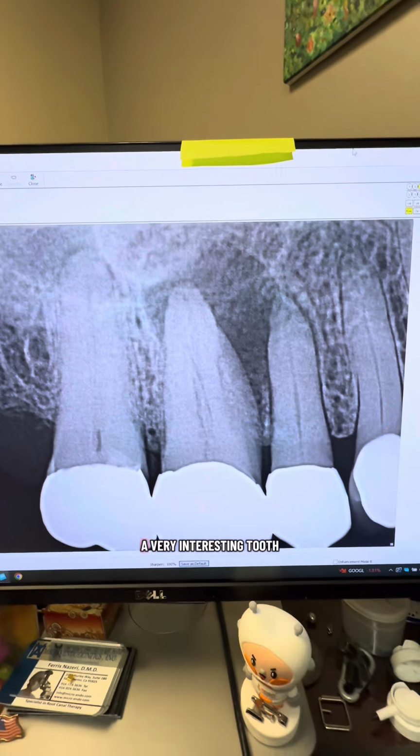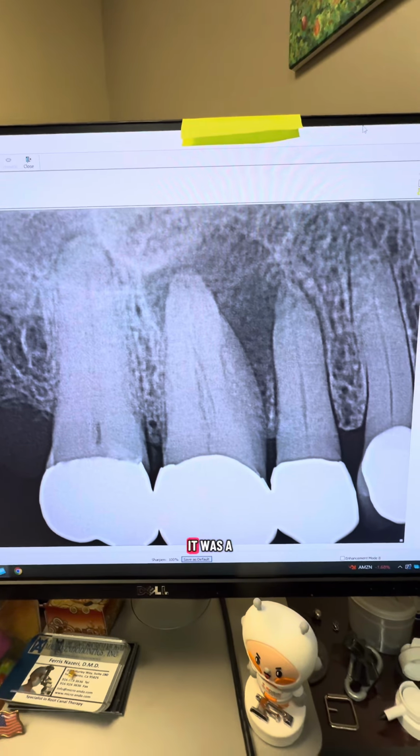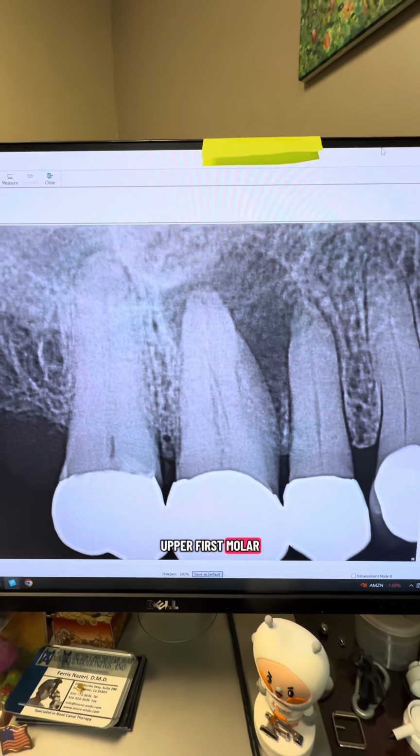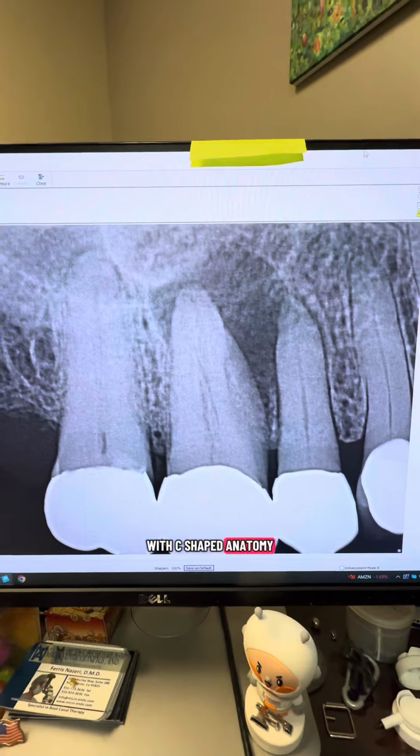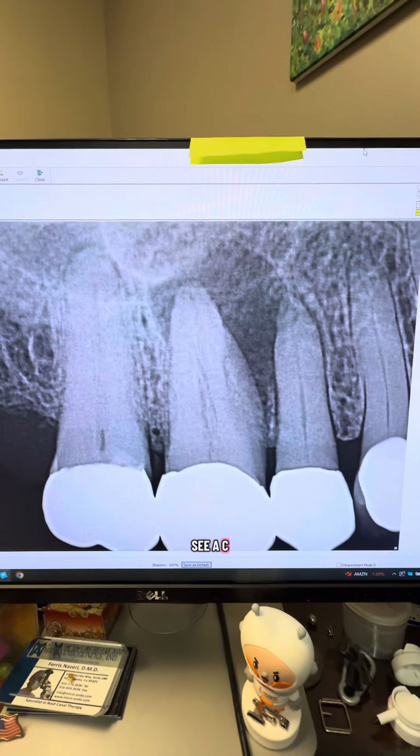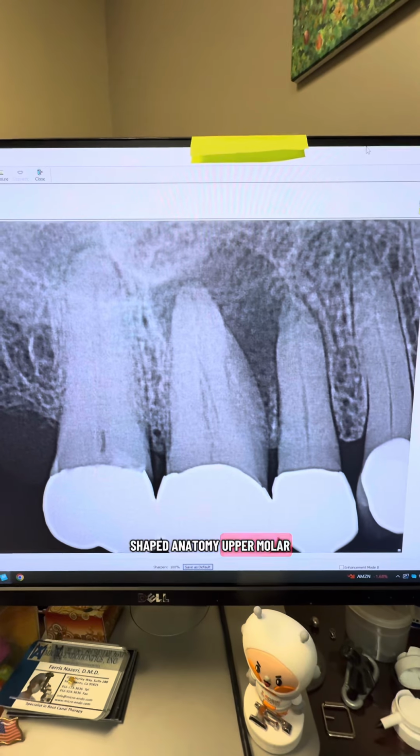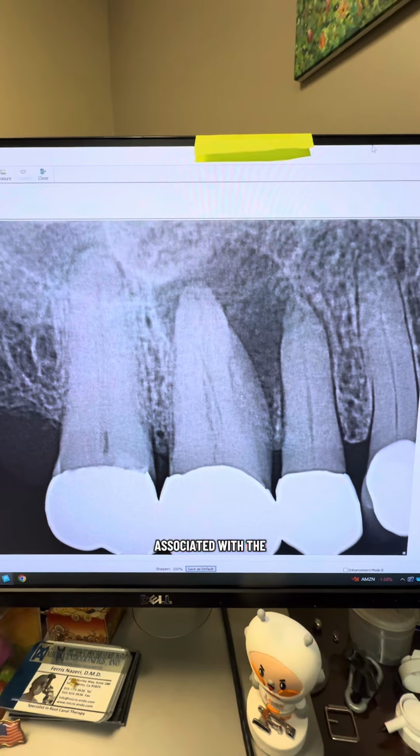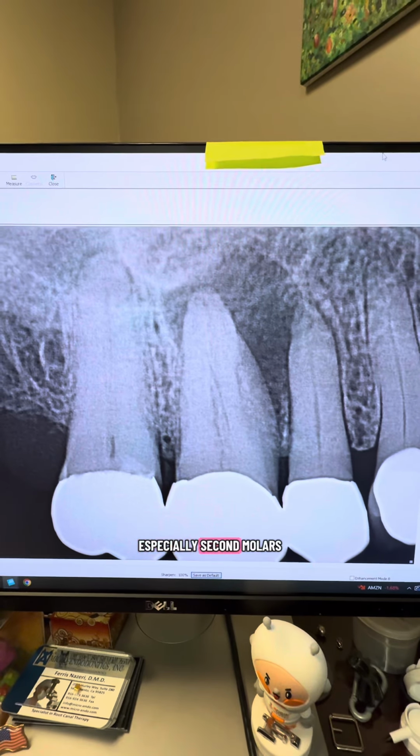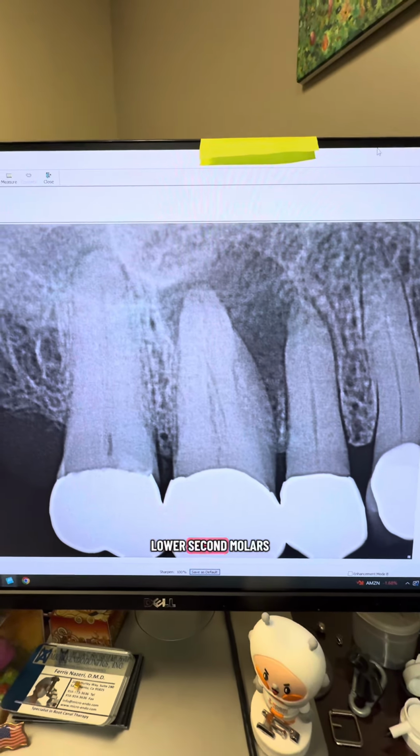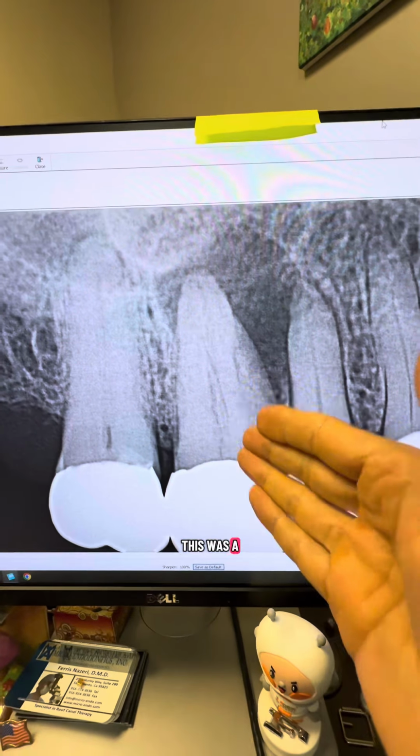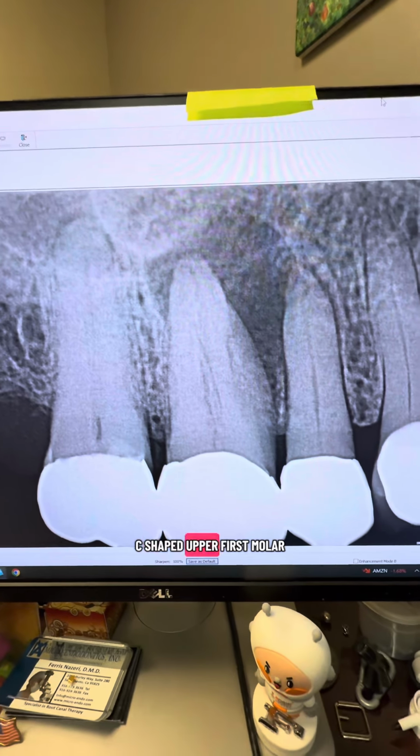This tooth was a very interesting tooth. It was an upper first molar with C-shaped anatomy. You usually don't see C-shaped anatomy in an upper molar. Usually those are associated with the lower molars, especially lower second molars. But in this case, this was a C-shaped upper first molar.